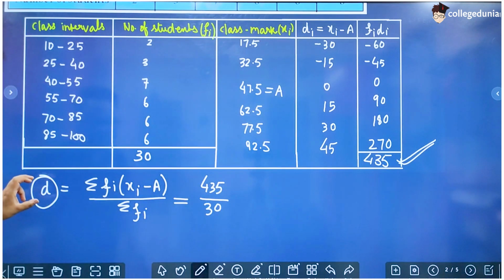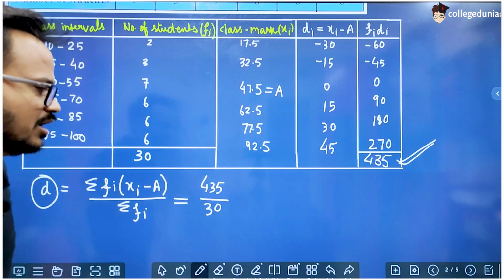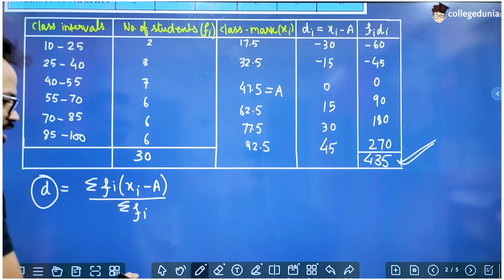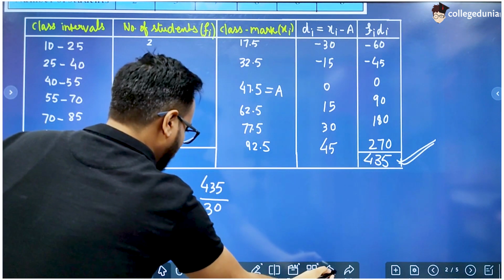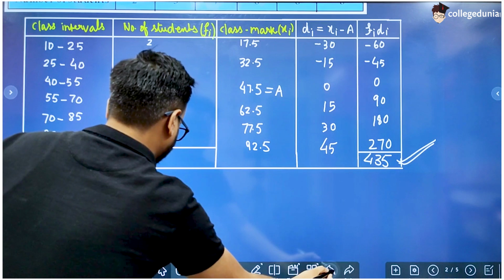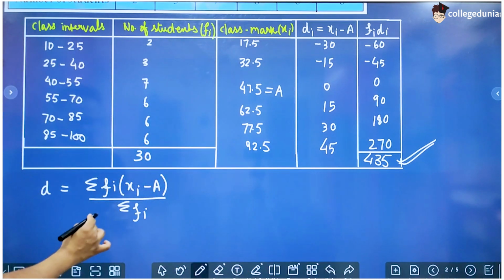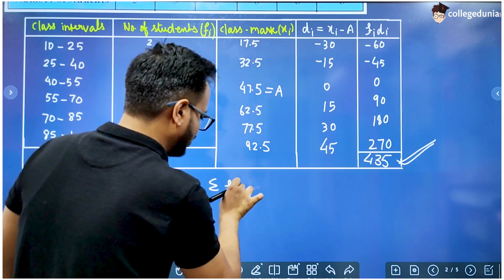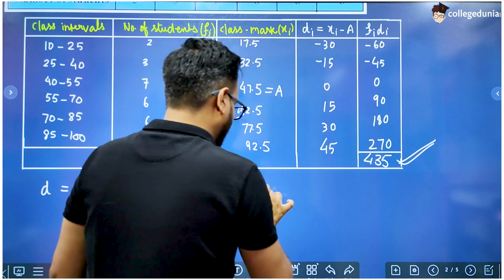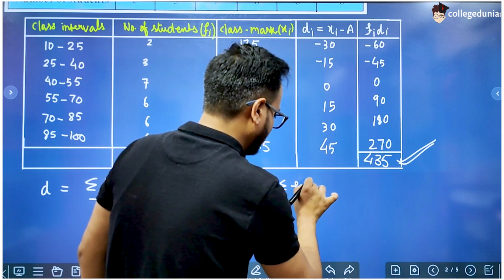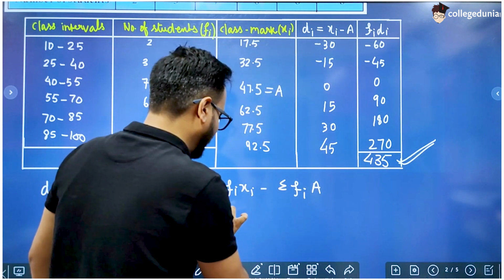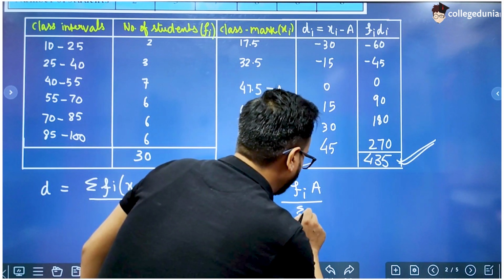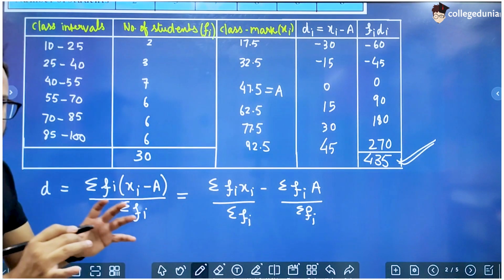So we can say that this d is the mean of the deviations. So we will find this. But what is the assumed mean method? Now if we multiply this, what we will get? Sigma fixi minus sigma fia divided by sigma fi and divided by sigma fi, right?